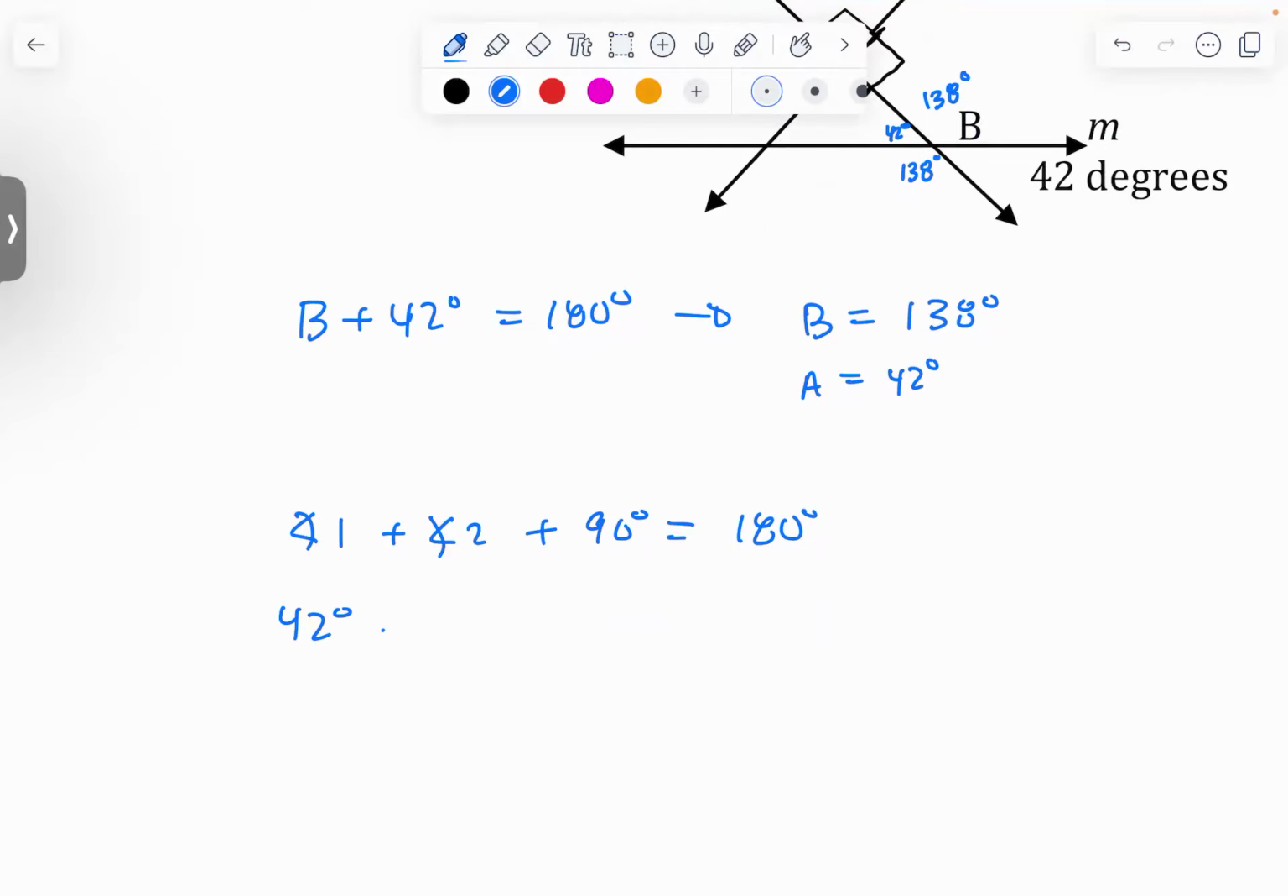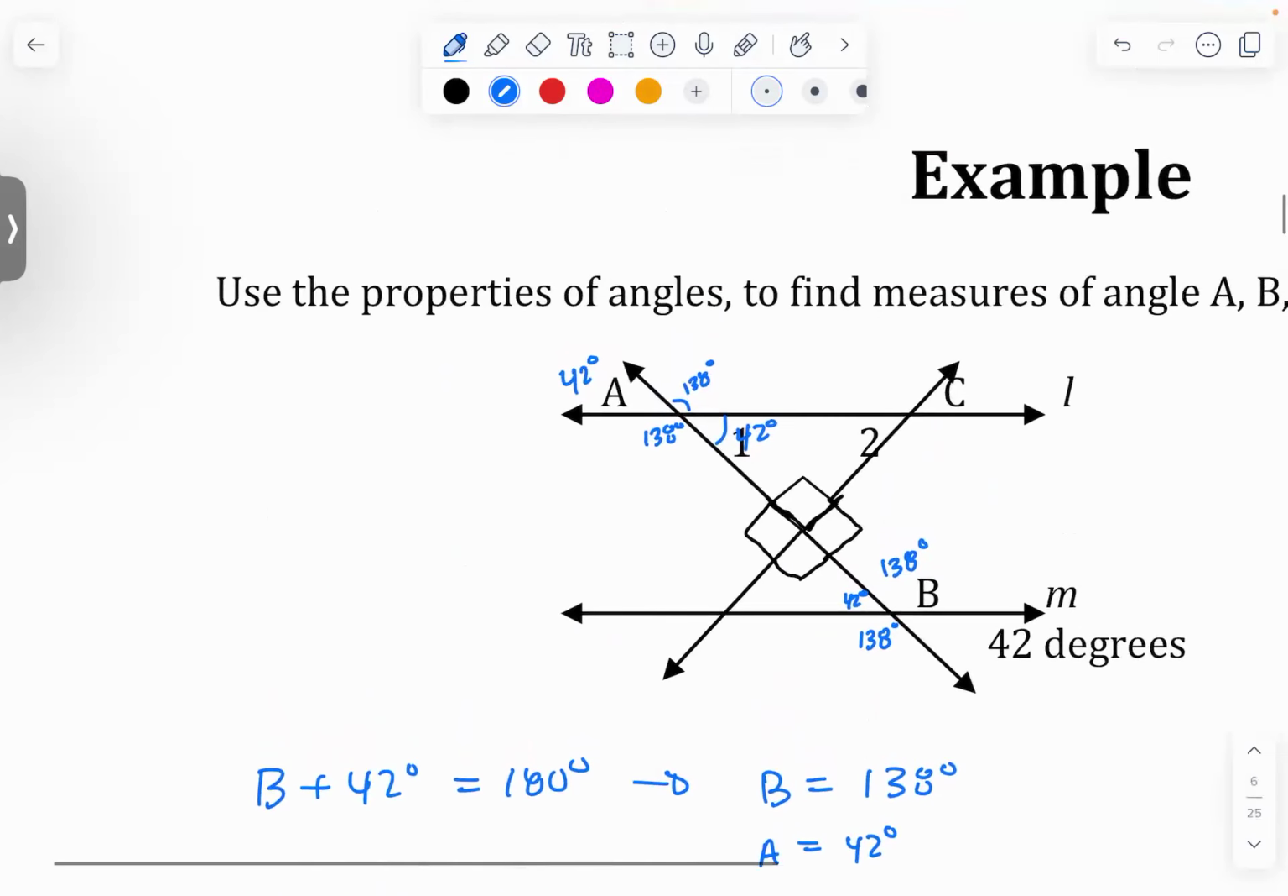Since we're told angle 1 is 42 degrees, then I should be able to find angle 2: subtract 90, subtract 42. Angle 2 is equal to 48 degrees.